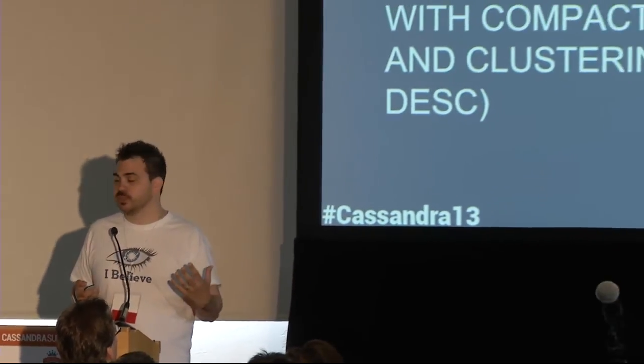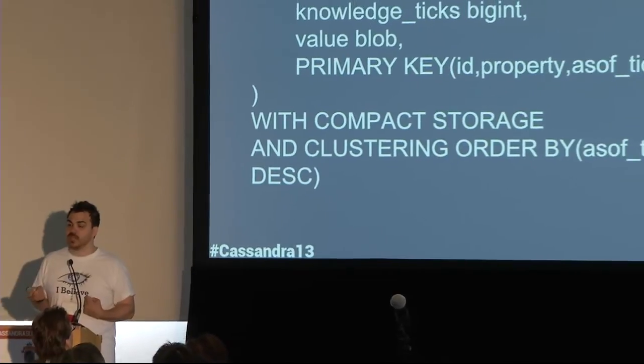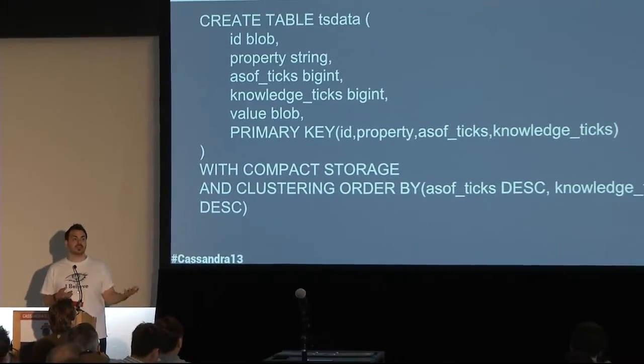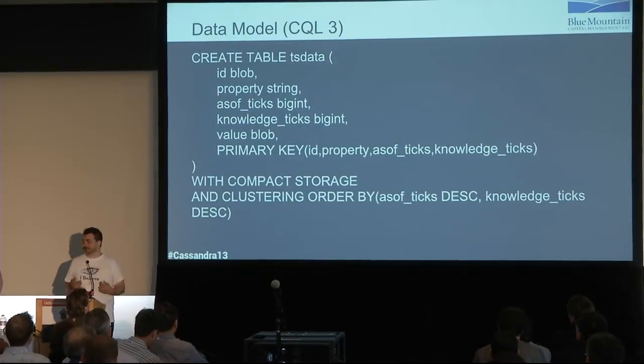And we are using Cassandra 1.2 and CQL3. With CQL3, it makes it pretty straightforward to define this type of table. We've simplified things a lot here, but the main table looks something like this: you have an identifier, you have a type, for example, price. You have time for the as of. You have time for your knowledge time, which is that second dimension of time, and then you have your value blob. And if you look, we're using compact storage, which is really like the old style composite columns.